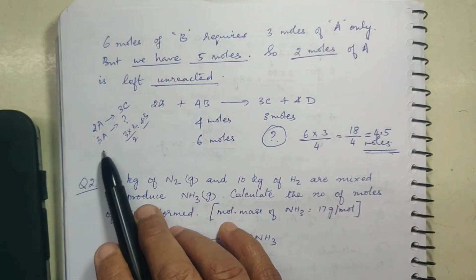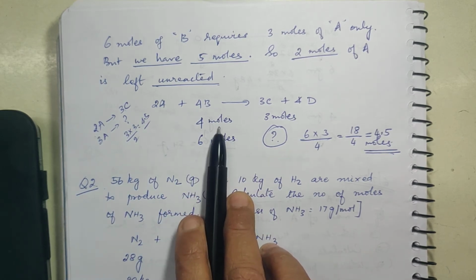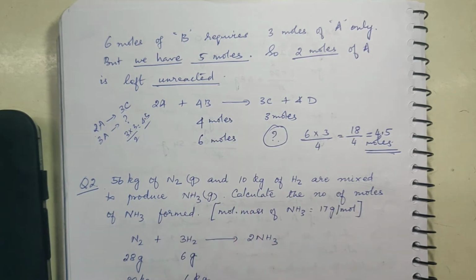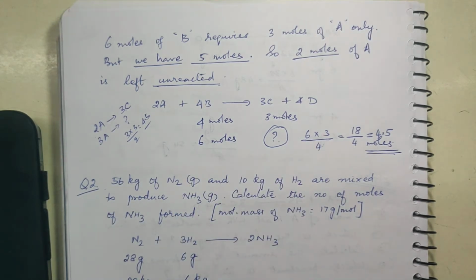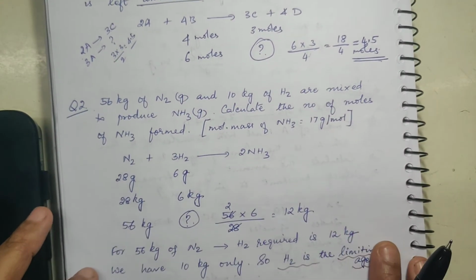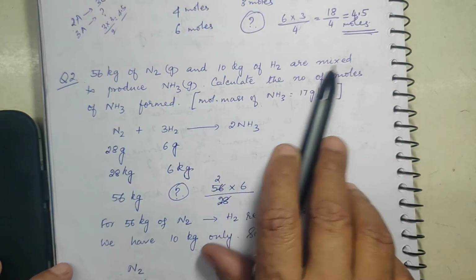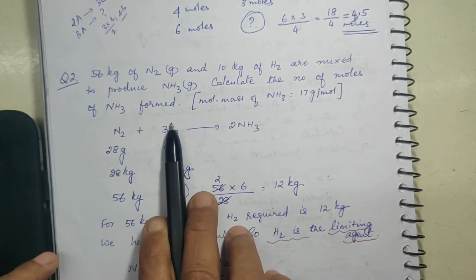You either say go by A or you may go by B. And it's always preferable you try to find out the amount of product formed using limiting agent. You will definitely not go wrong. Right? So this is how you have to proceed. And there is your NCERT question also. 56 kg of N2 and 10 kg of hydrogen are mixed to produce ammonia. Calculate the number of moles of ammonia formed.